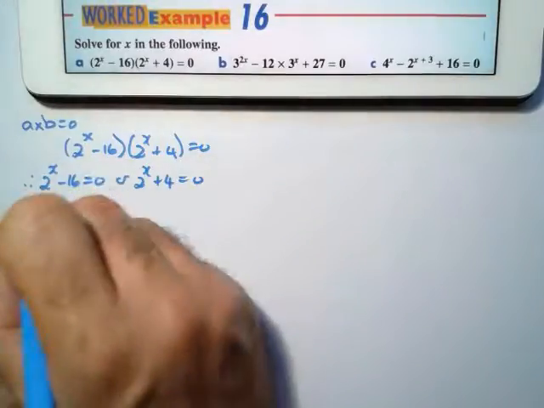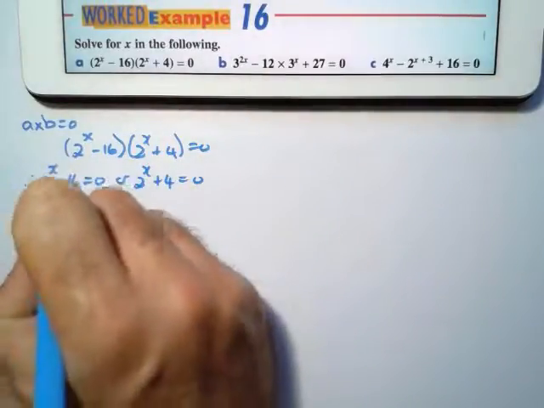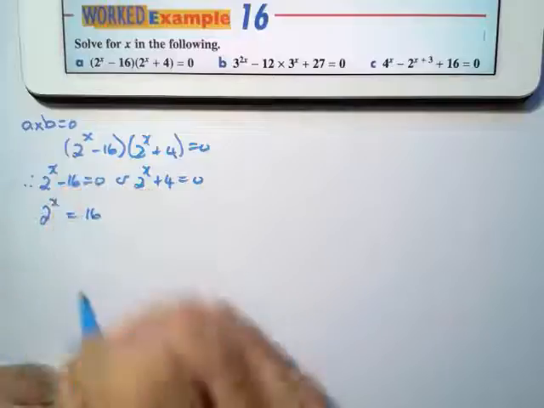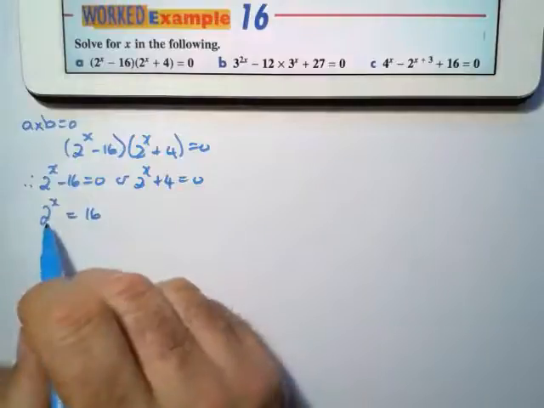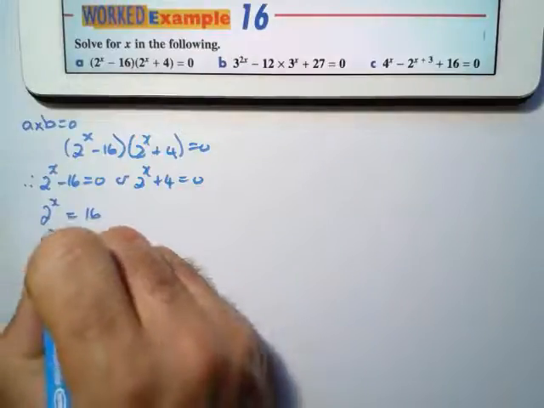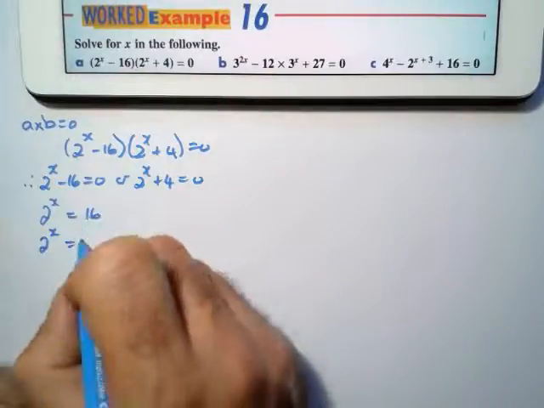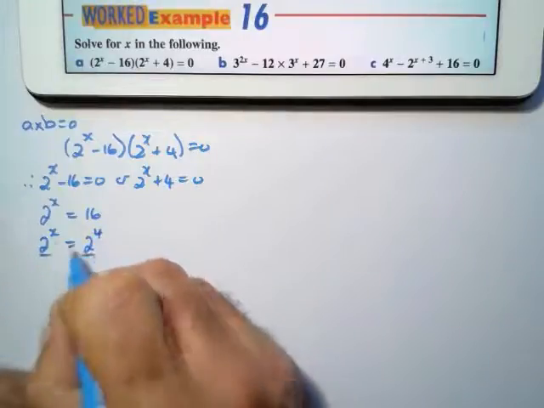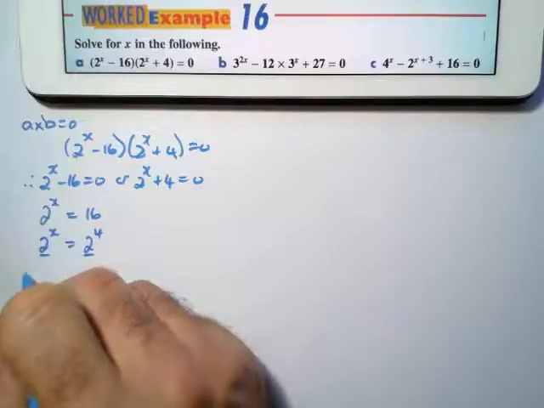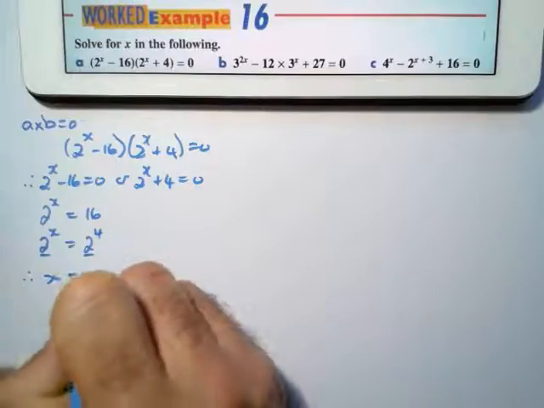Now, negative 16 can come around in this way, so 2 to the power x equals 16. And what I'm going to do is finish one side. I can say 2 to the power x equals, get the bases the same, 16 is 2 to the power 4. The moment that these are the same, the exponents must be the same, therefore x equals 4.